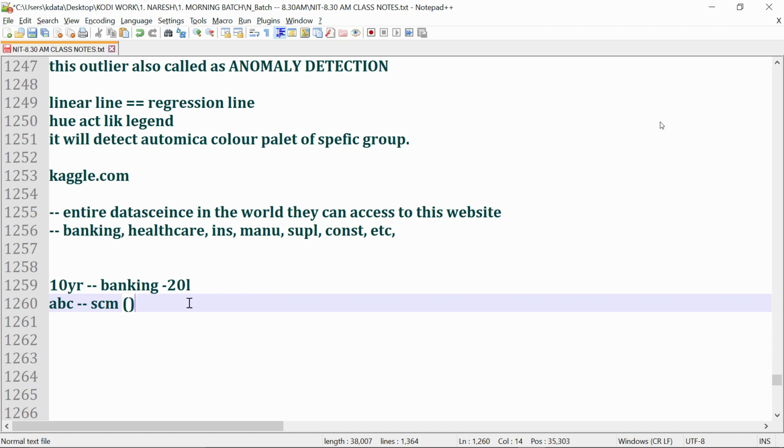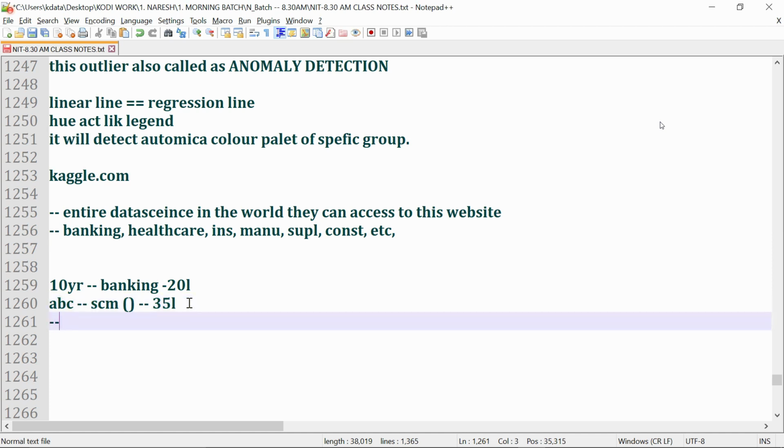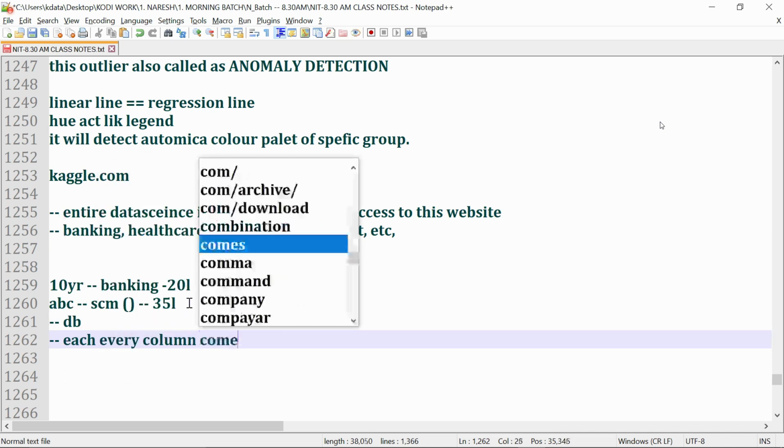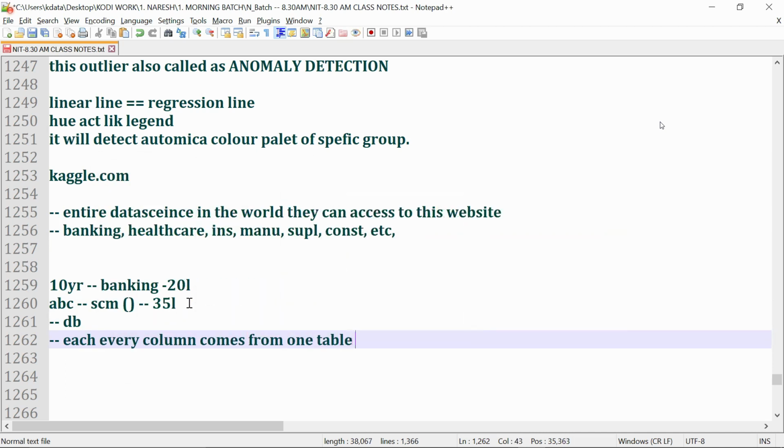So when he enters the new domain, if he works well, definitely he can go from 20 to 35 packages. He has to learn, or not? How does he learn? The first thing is, whenever you join any organization, either as a fresher or experienced, you will get DB access. Which access, guys? Database access. Each and every column comes from one table.